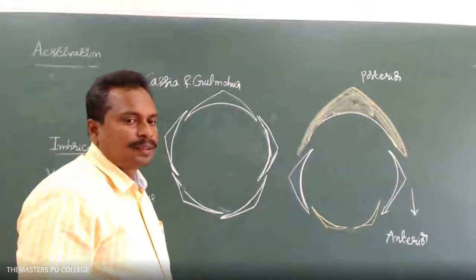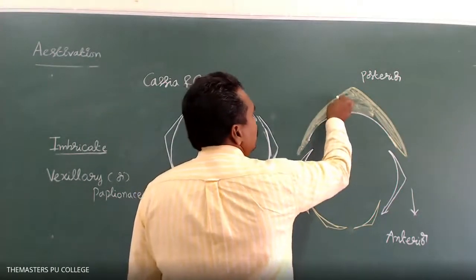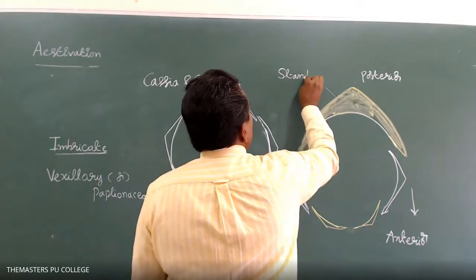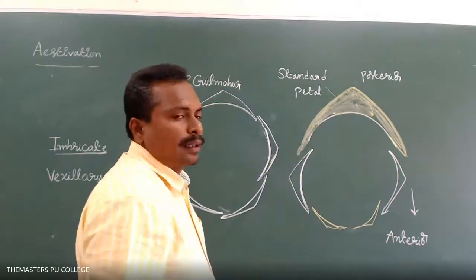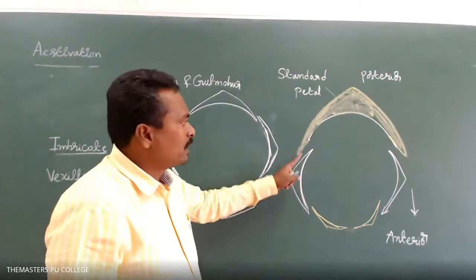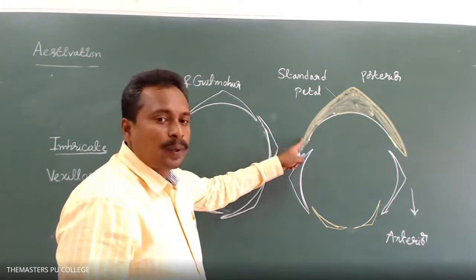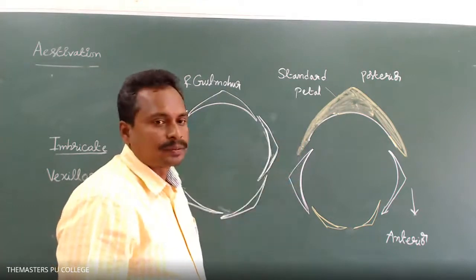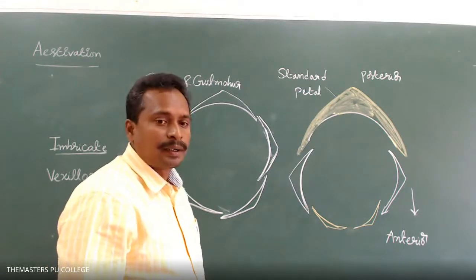So there are five petals. Among these five, one petal is called the standard petal. The standard petal is large in size when compared with other petals. It is located towards the posterior side of the flower. Which side is called posterior, and which side of the flower is called anterior? The end side is called posterior, the starting side is called anterior.